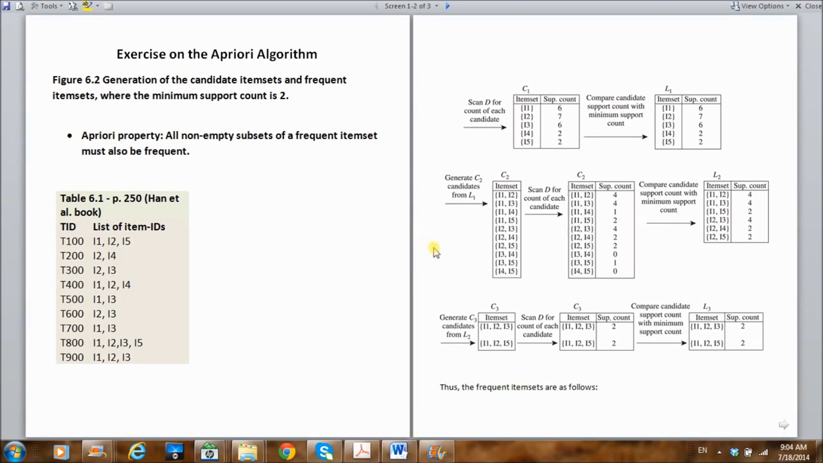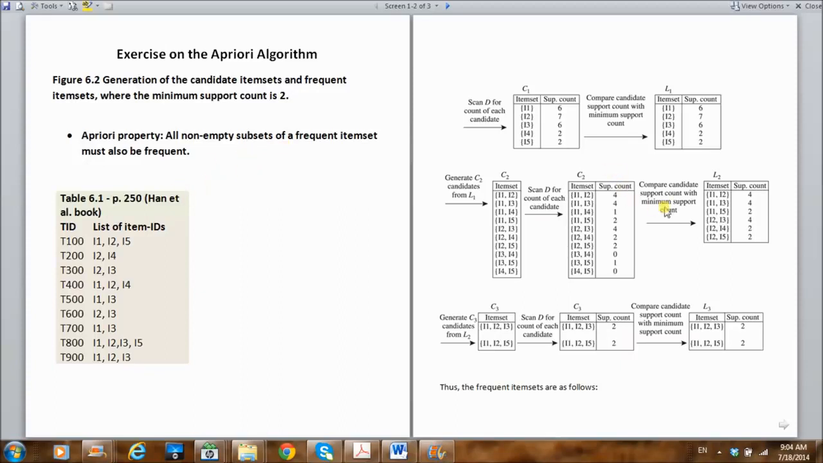Before generating 3 item sets, let's make sure we understand the property known as the Apriori property. It says all non-empty subsets of a frequent item set must also be frequent. So when you have any item set, all the subsets of that item set should also be frequent. Okay, so let's use an example to explain the concept.